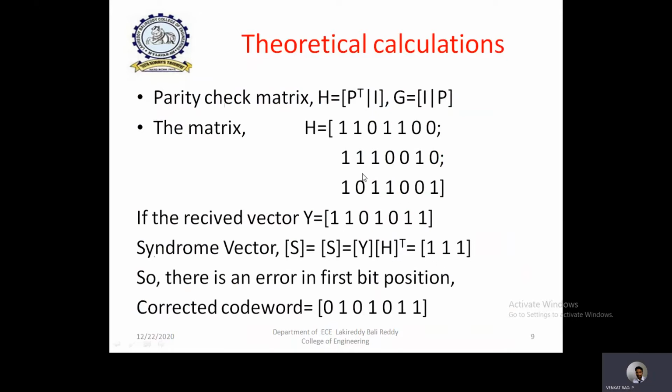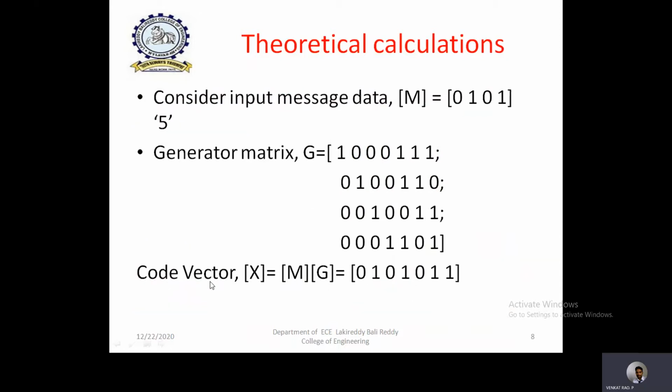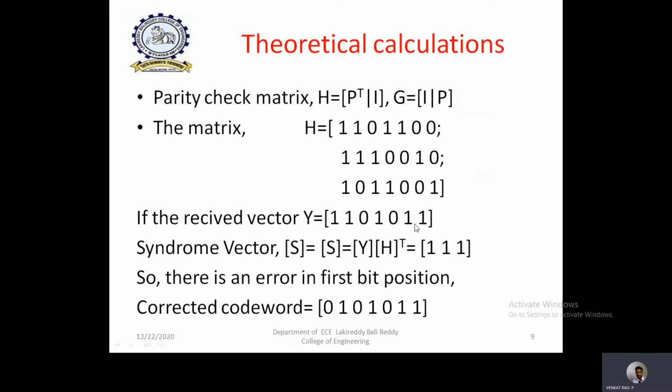Since 1 1 1, if you transpose this, matches the first row of H transpose, it indicates that there is an error in the first bit position. That means here it is showing 1, but this is error data, and the original data must be 0. For example, if you compare, the originally transmitted code word is 010101, but here it is 110101. That means instead of 0, it is showing 1. So we clearly identify that there is an error because S is not equal to 0, and also we clearly identified where the error is, exactly in the first bit position.